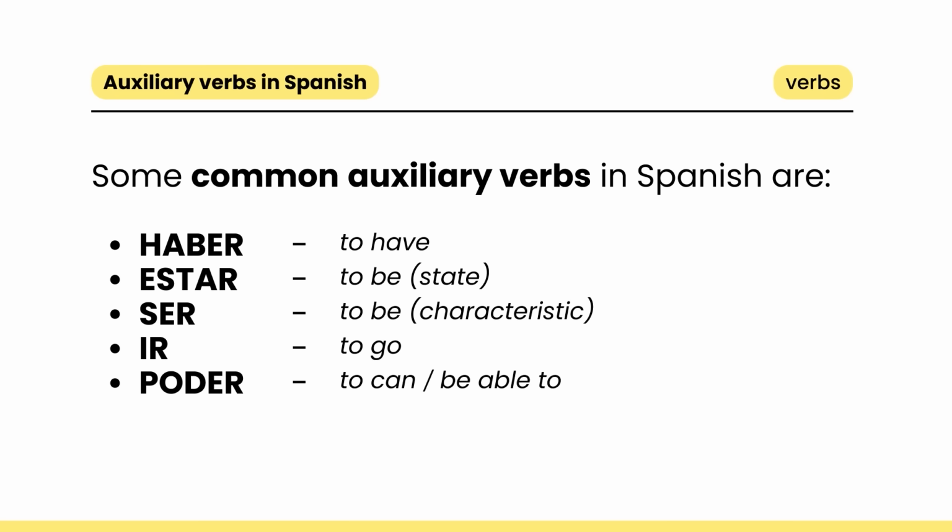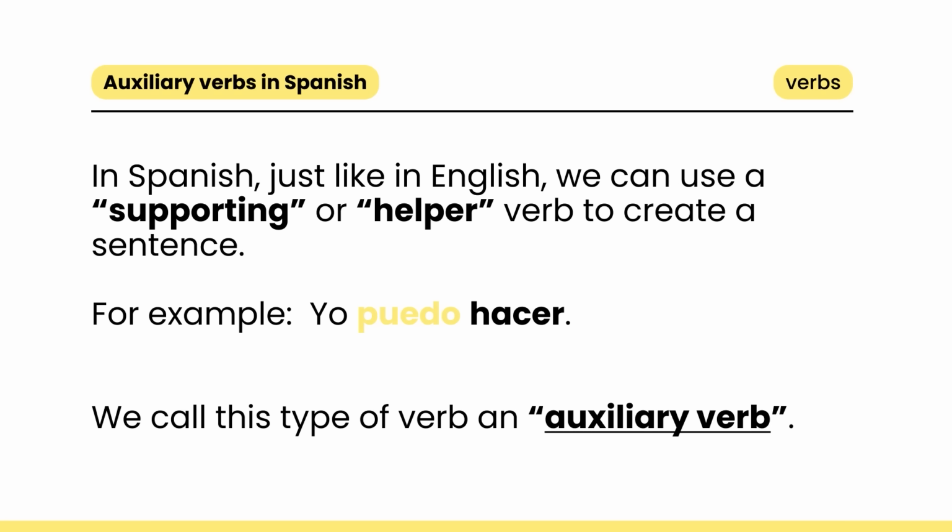Anyways, that's maybe a bit off topic, but some common auxiliary verbs in Spanish are haber, estar, ser, ir, poder. And we already saw some of those in the examples. Yo quiero ir a la playa, or yo puedo hacer una lista. So that's pretty much what I wanted to explain to you in this lesson about auxiliary verbs.